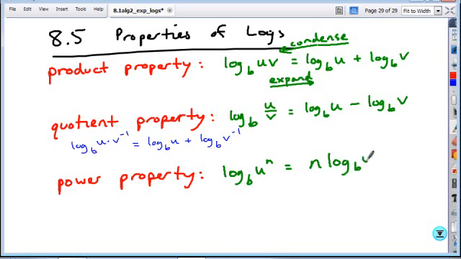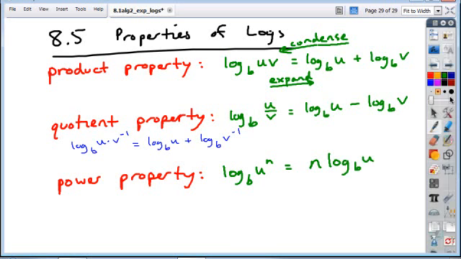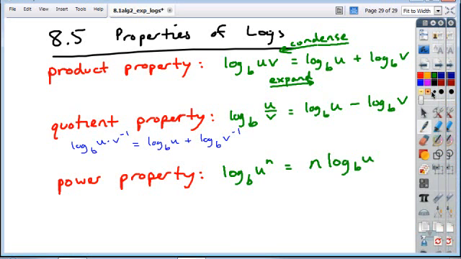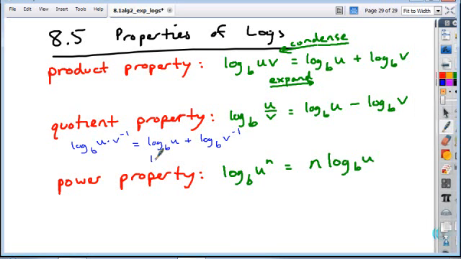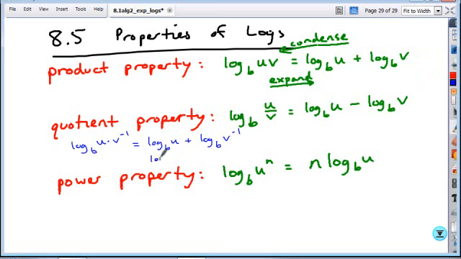So if we go back to this example here, you could then take this form that we expanded, log base b of u, and then move this power out front, so minus 1 times the log base b of v, which is exactly what we see up here. So again, moving it from a single log into multiple logs is called expanding. Moving it from multiple logs into a single log is called condensing.